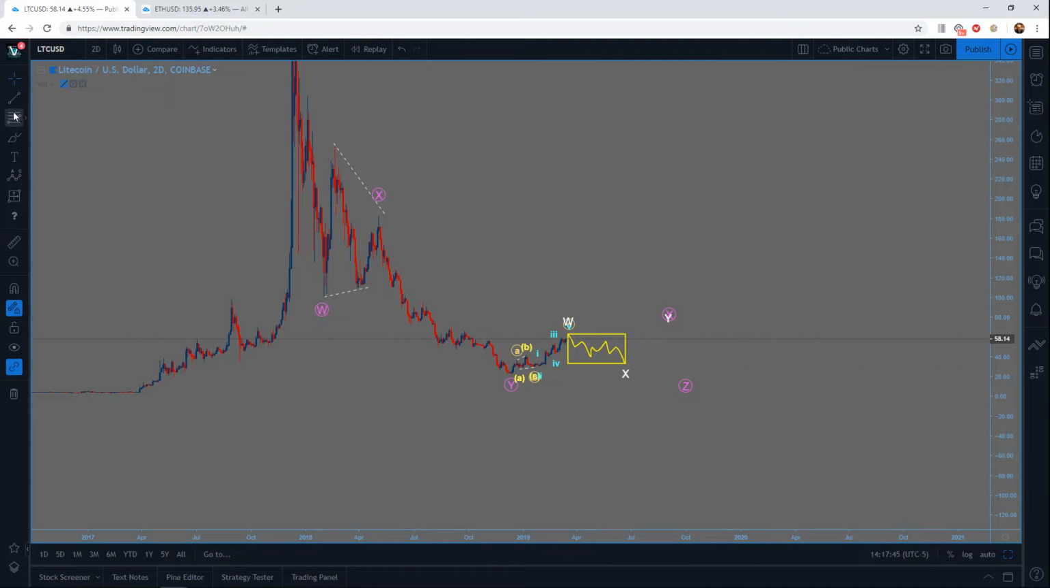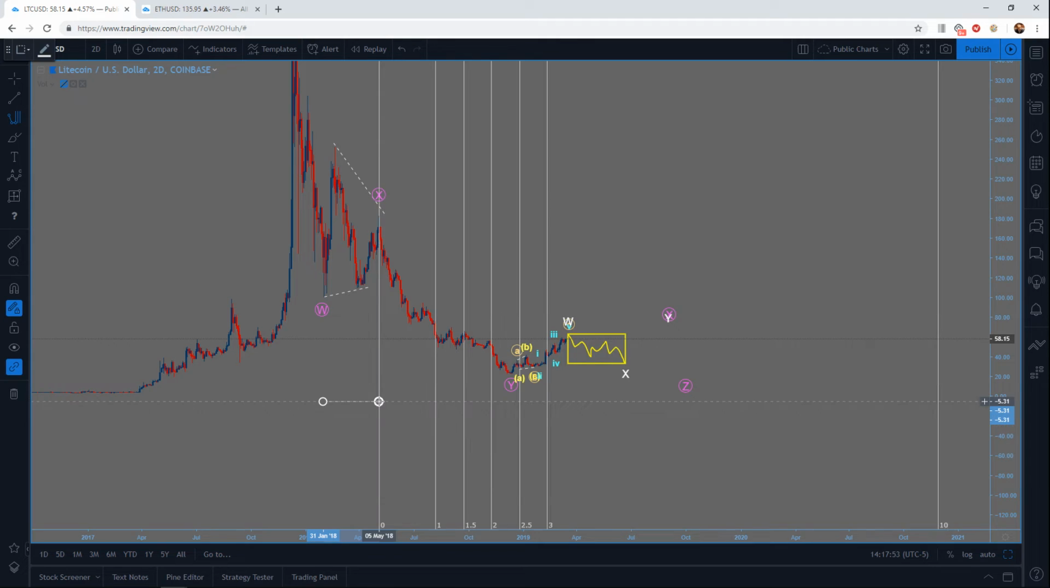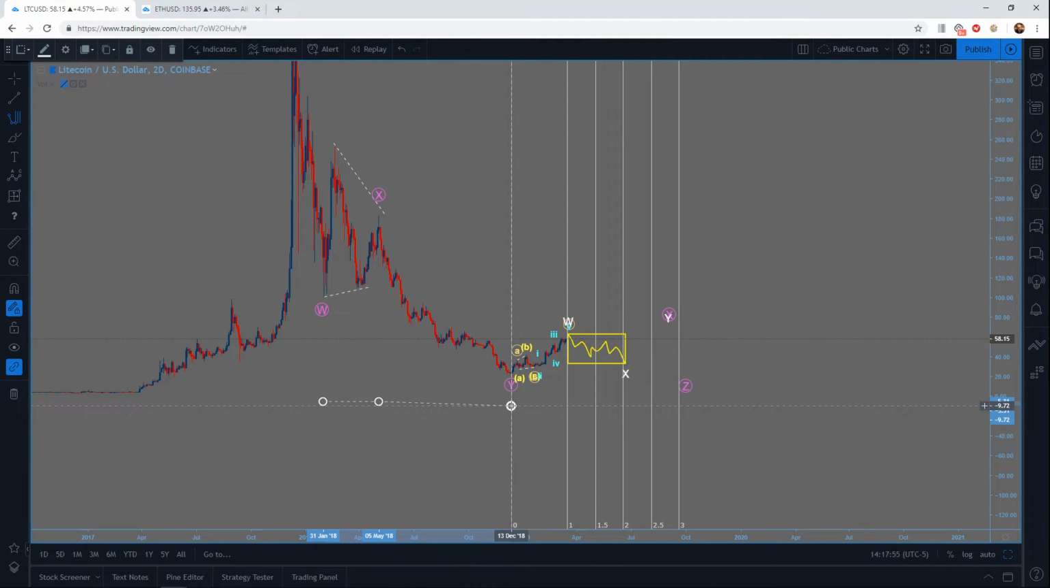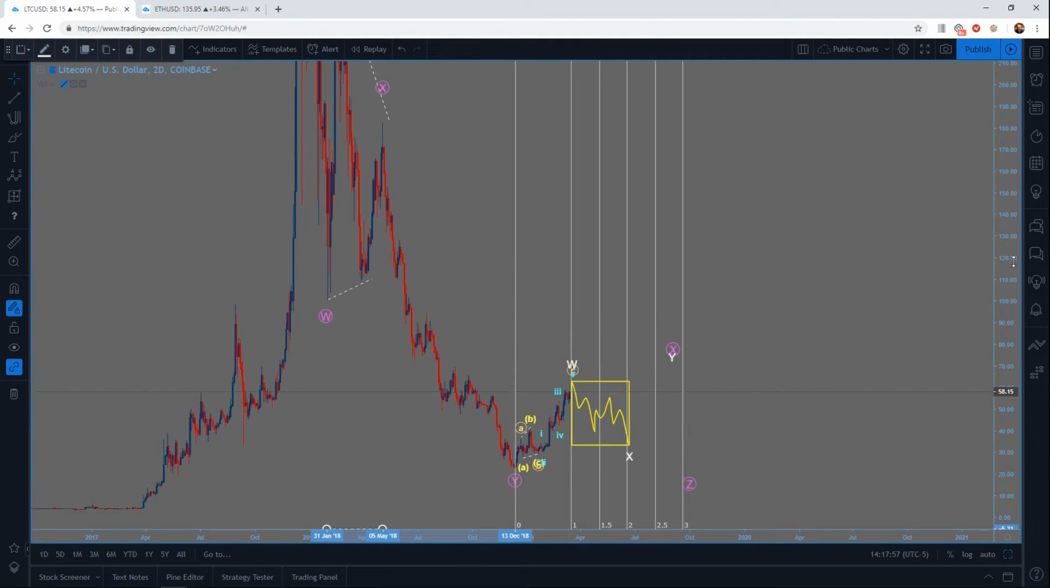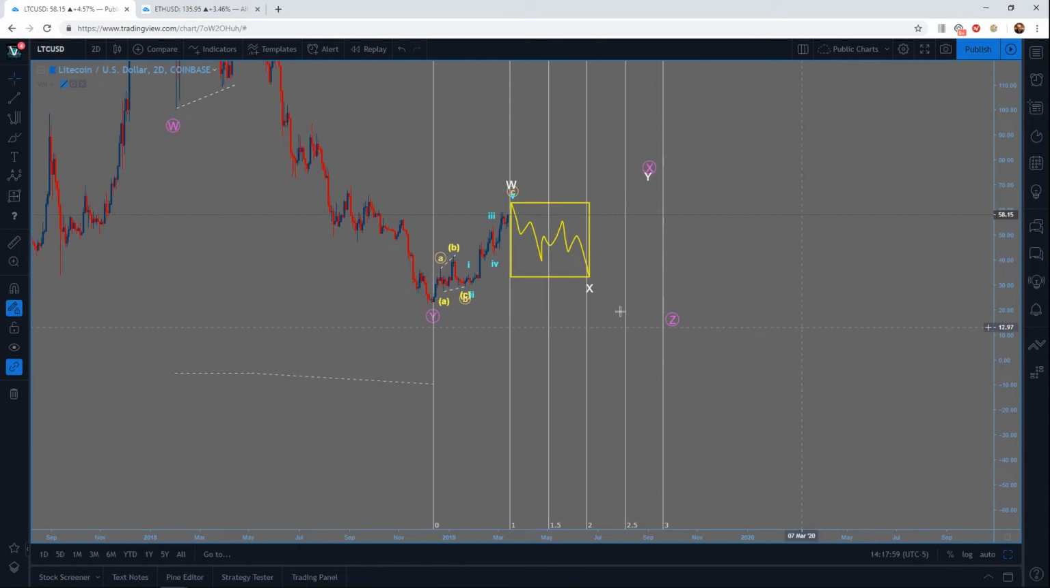Time-wise, could that take as long as the previous X wave? Absolutely it could, and it could likely take longer as well. So we've already taken as long. This could technically be the top of our X wave, and we could just head to new lows from here. In my opinion, it's going to drag out a little bit longer, possibly take 3 times as long as the previous W wave.